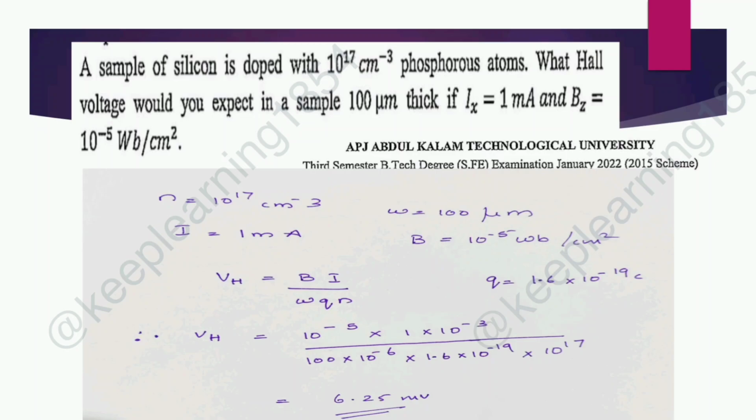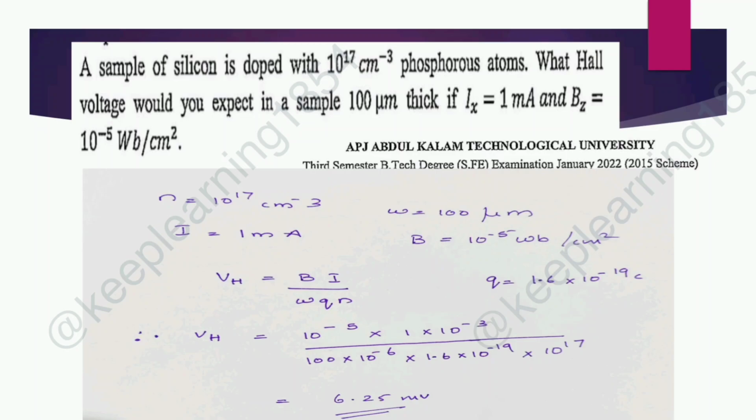Now let us discuss a problem from this topic. This question was asked in the KTU University exams in the year 2022. So the question is: a sample of silicon is doped with 10 raised to 17 per centimeter cube of phosphorus atoms. What Hall voltage would you expect in a sample which is 100 micrometer thick, where the current flow is 1 milliampere and the magnetic field is 10 raised to minus 5 Weber per centimeter square?